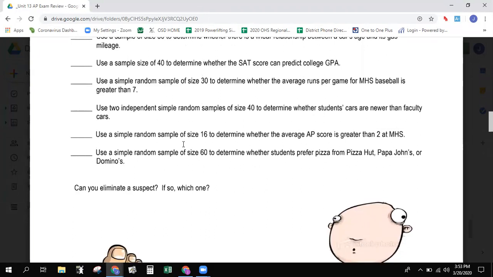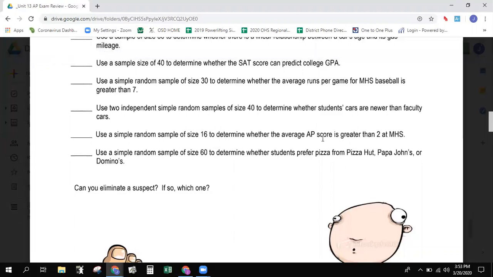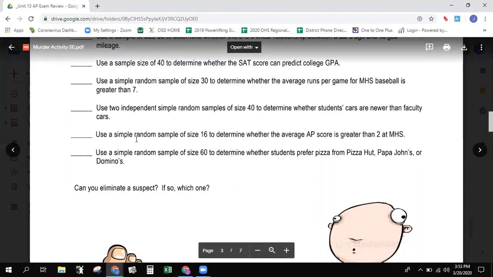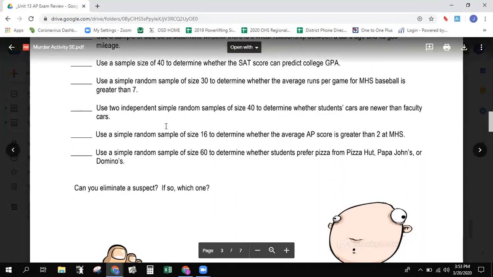And then we go down to a simple random sample of size 16 to determine whether the average AP score is greater than 2. So that's 1 simple random sample, and it's average AP score, so it's a test. That's a 1 sample t-test again.